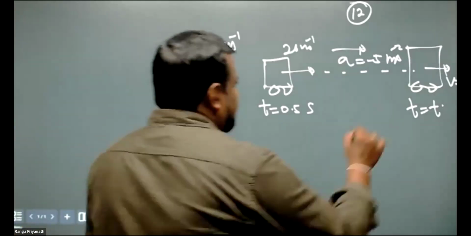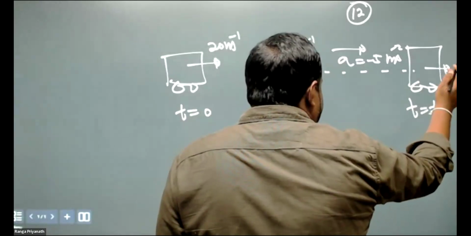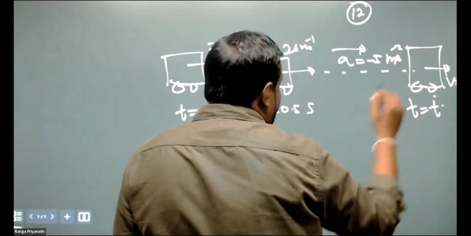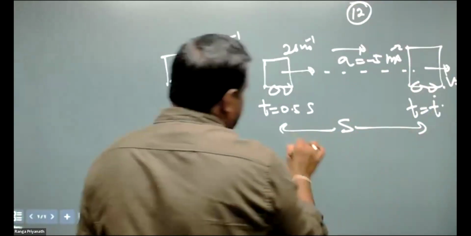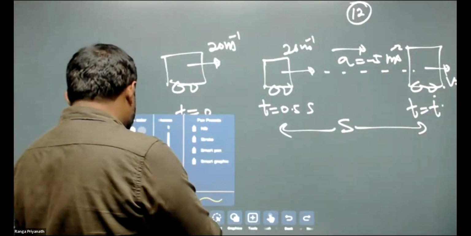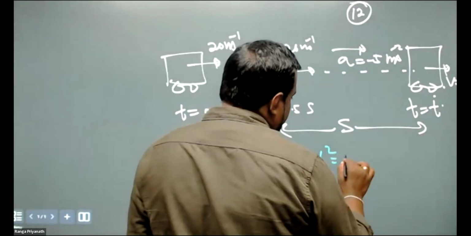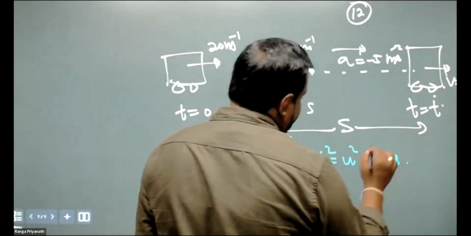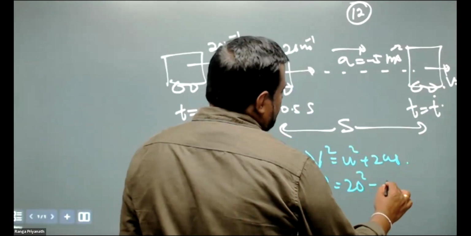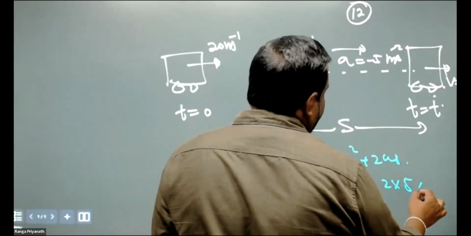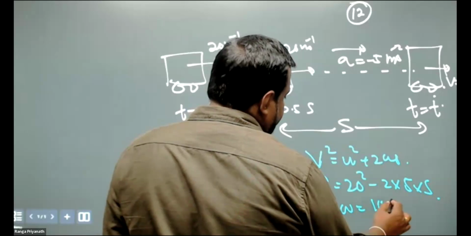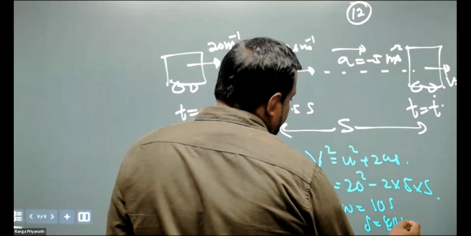Let's say this is the point where he needs to stop. At least he should come to that point. He can't go beyond that. Let's say that is S. You can apply the equation like this: V squared equals U squared plus 2AS. Finally, it is rest. Initially, it is 20 squared, 2, retardation 5, displacement S. This is 400 equals 10S, S equals 40 meter.